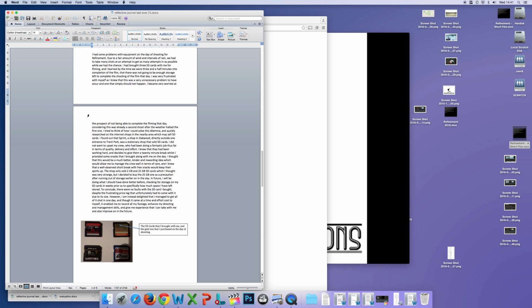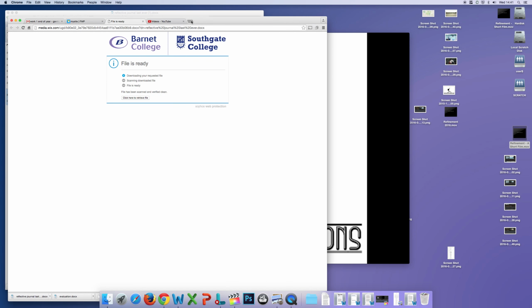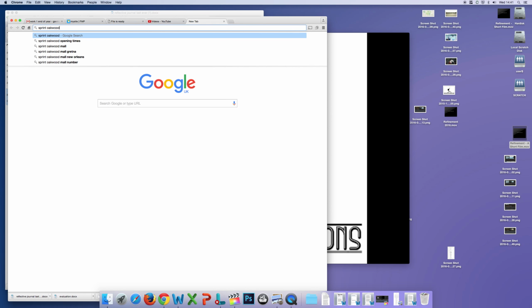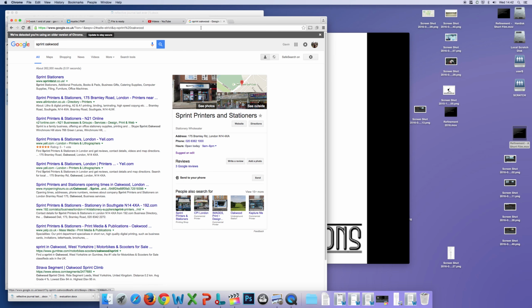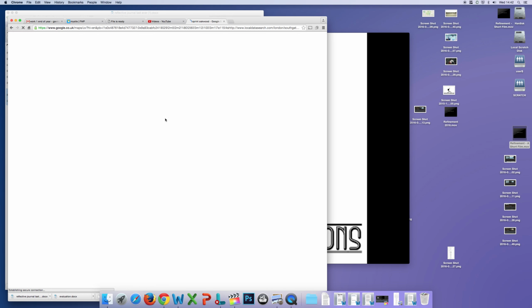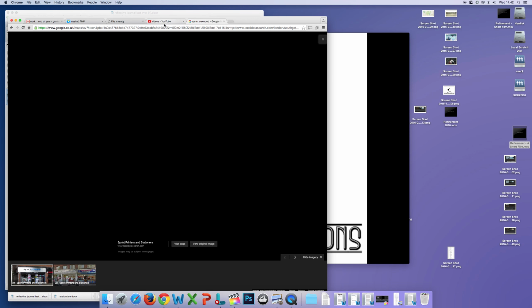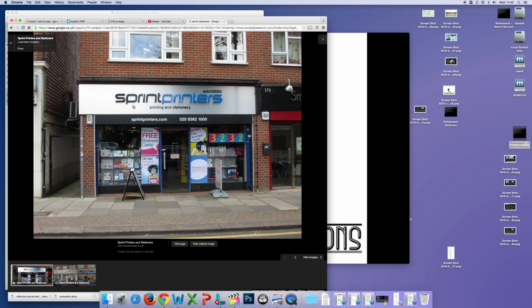So I offered everyone snacks that I brought with me to the shoot, and I went to the Sprint shop at Oakwood. I'll show you this shop on the internet now. So this is the shop here. Sprint Oakwood. Very good shop. Prices are a bit high, but what you need. Can't find the images for it, but this is one here. Yes, it's a Sprint printers at Oakwood. It's a stationery shop.